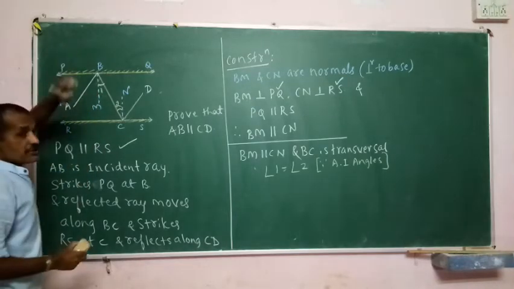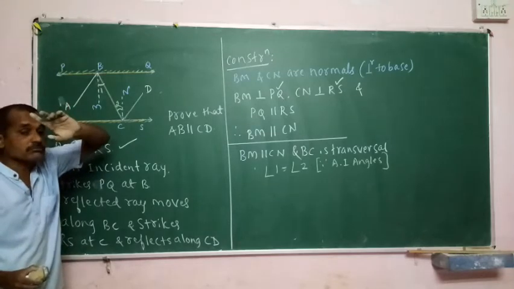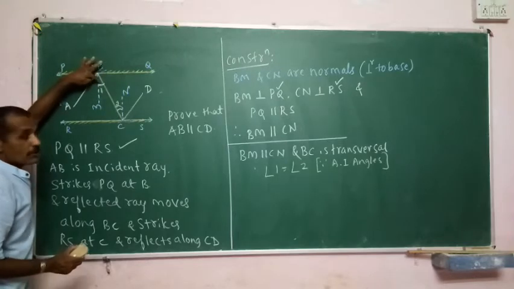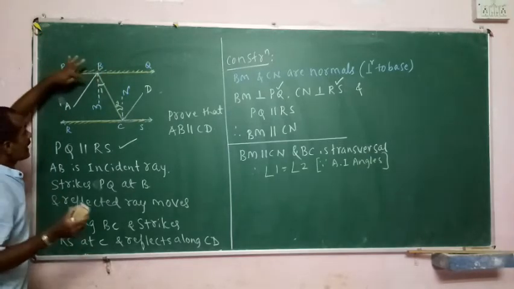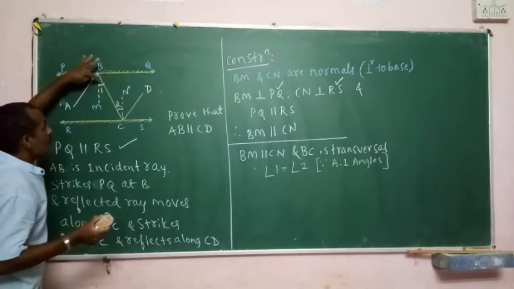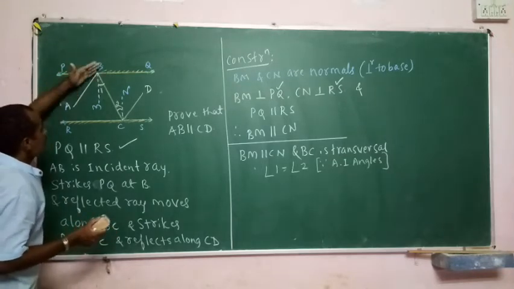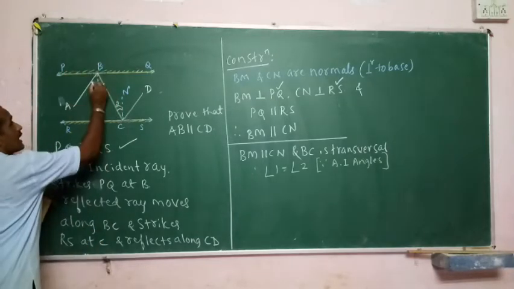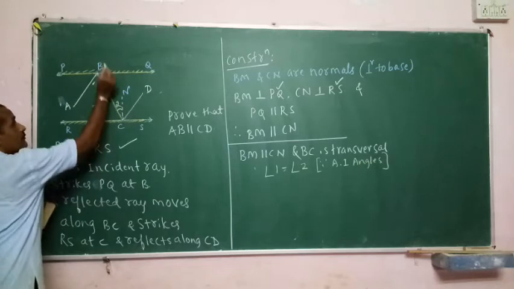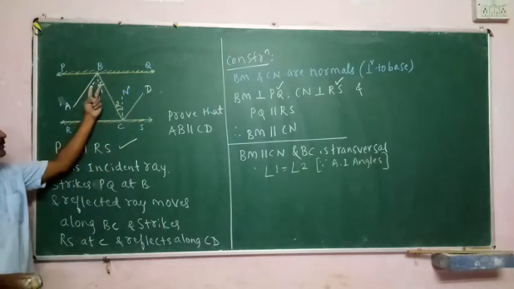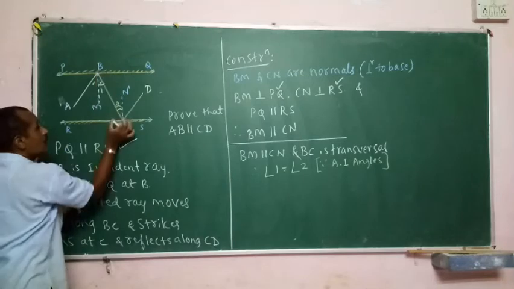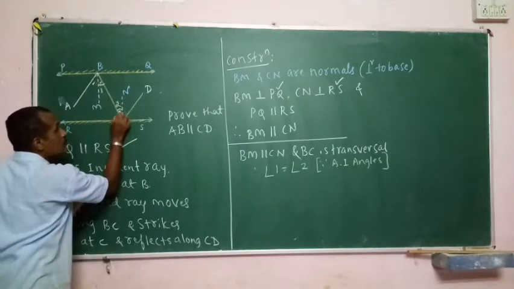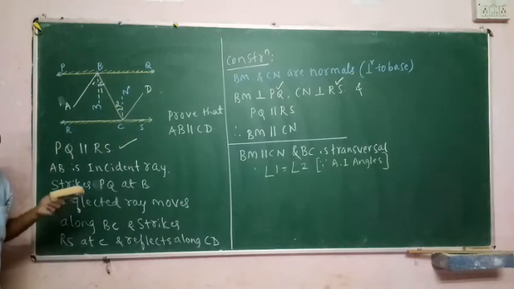See, my dear children, this is a very important point you have to notice. These two angles are equal to each other because you know that angle of incidence is equal to angle of reflection. This is the incident ray, this is the reflected ray, this is the normal. So these two angles are equal. Again here, for this particular point, this is the incident ray, this is the reflected ray, and these two angles are equal to each other. Angle I is equal to angle R.